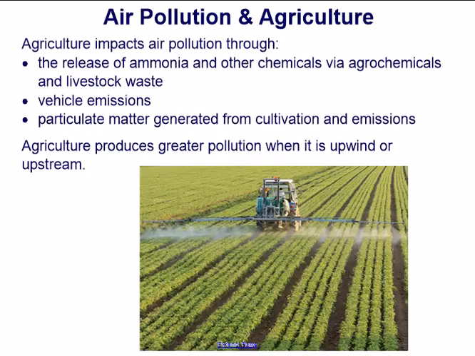Air pollution in agriculture. Agriculture impacts air pollution through the release of ammonia and other chemicals via agrochemicals and livestock waste, vehicle emissions, particulate matter generated from cultivation, and emissions. Agriculture produces greater pollution when it is upwind or upstream.